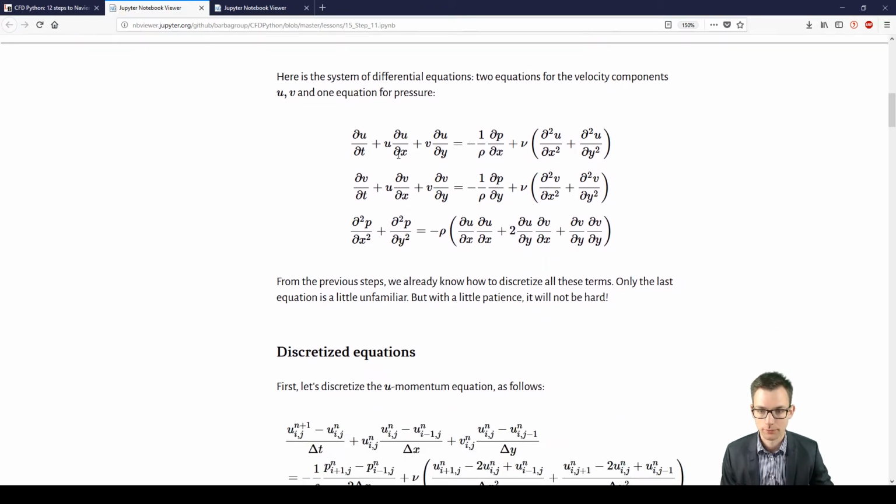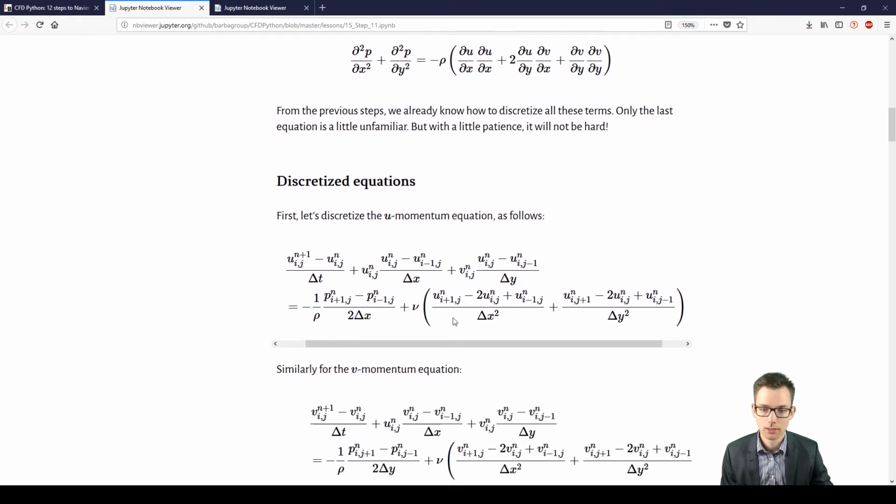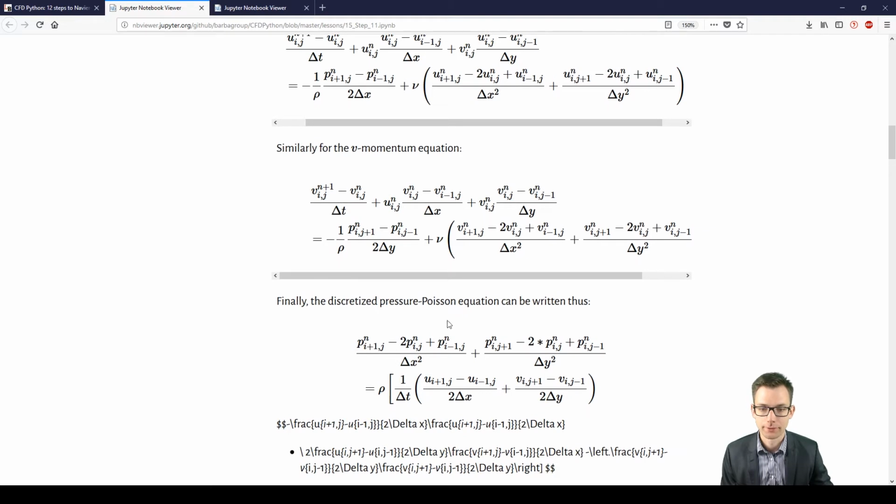So let's start with the first equation. The first equation is just discretized forward in time and backward in space, like always. We have the same for the v momentum and the pressure. We have no forward in time here, but like in the Poisson equation, we solve here for a pseudo time step, you could say. So we solve a certain number of time steps until it's converged.